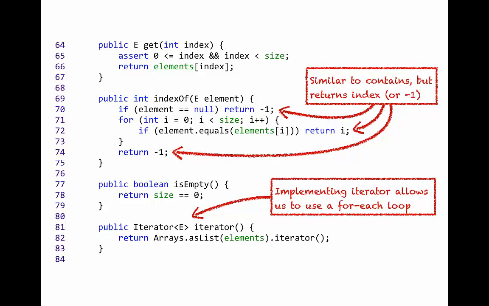Recall that the contains method returns true or false depending on whether the element is in the list. You could actually implement contains using indexOf, because indexOf is giving you more information, but you can't really do it the other way around. And it should be noted that implementing the iterator interface in Java allows you to use those cool for each loops, or as Java calls them, enhanced for loops.